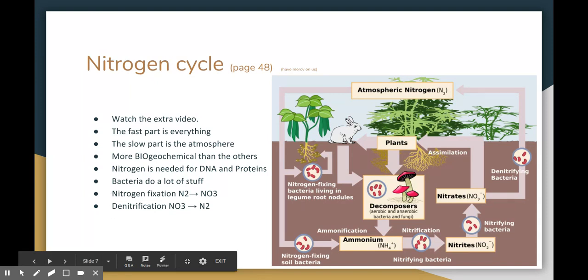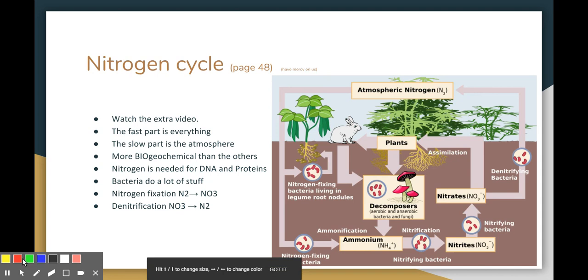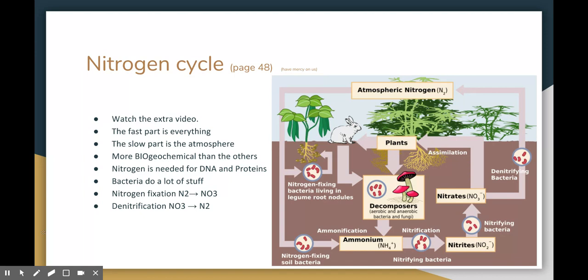Oh, the nitrogen cycle. The nitrogen cycle is easily the most complicated cycle we're going to watch. If I recommend anything, it's when I make the extra video for the nitrogen cycle, give it a watch. The whole thing's fast. Nothing gets locked up in rocks. The only slow part might be the atmosphere. But let's remember that the atmosphere was the medium part in the other cycles. Now, there's also a lot more bio going on here than before.